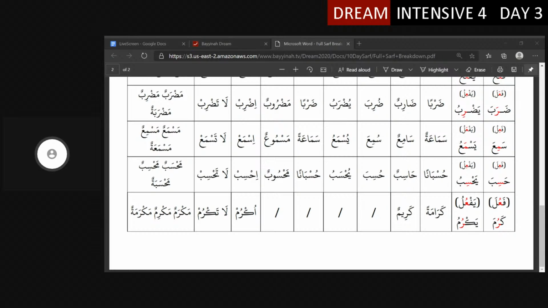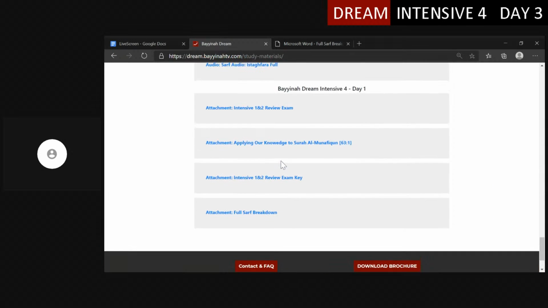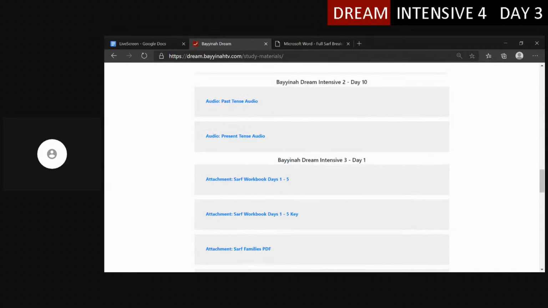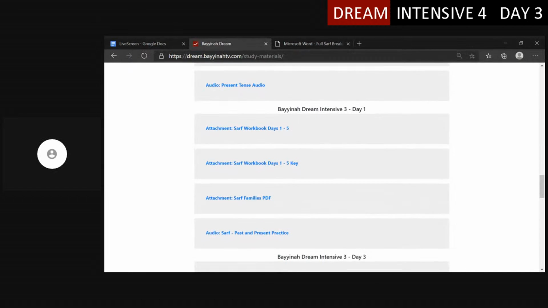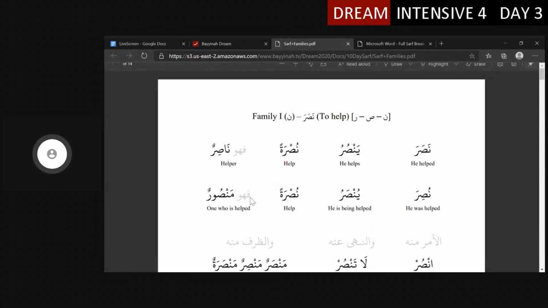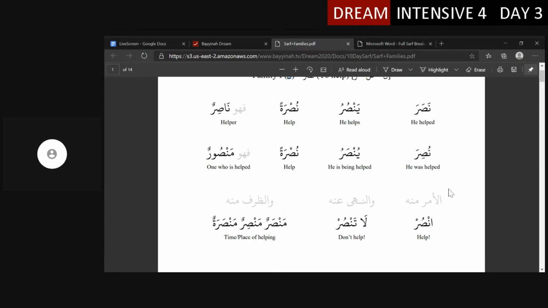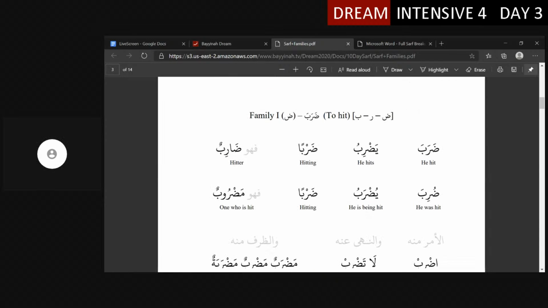Can I give the meanings? The meanings are given on the other PDF. Intensive 3, Day 1. Here, this one. The meanings are given on this one. So family 1 is denoted with the noon. Nasara, to help. And then it's all here. And the other ones are here too.